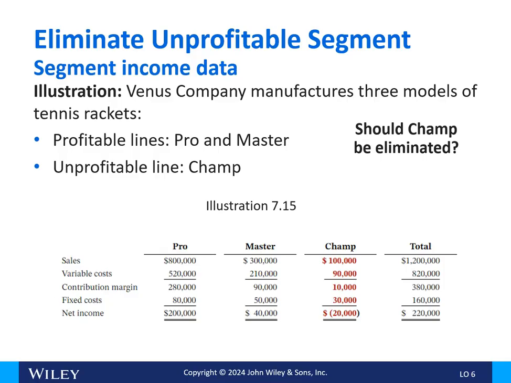So Venus Company manufactures 3 models of tennis rackets. We have the Pro, Master, and the Champ. The Pro and the Master are profitable. The Champ is unprofitable. So the question is, should we get rid of the Champ model since it's unprofitable?